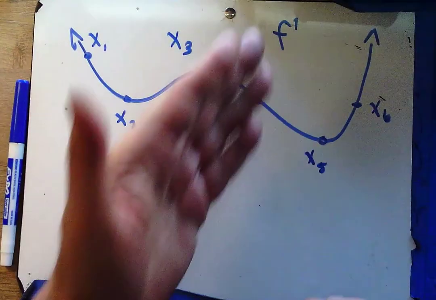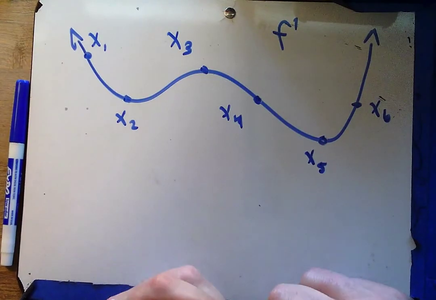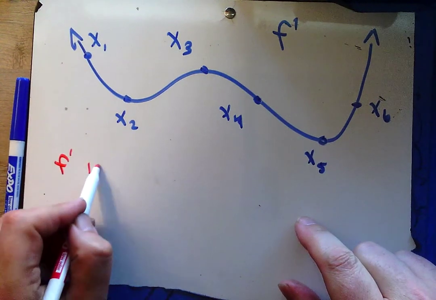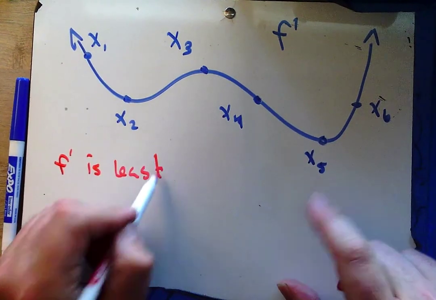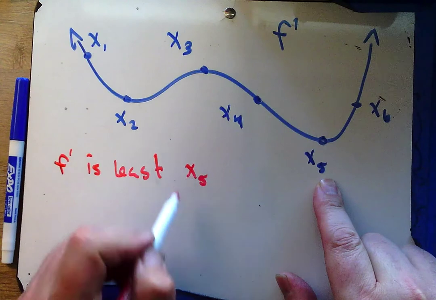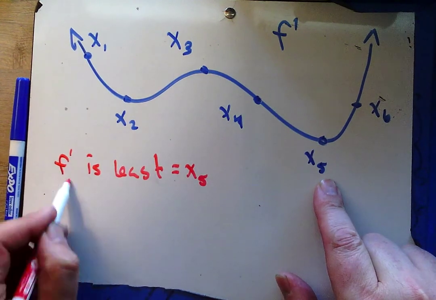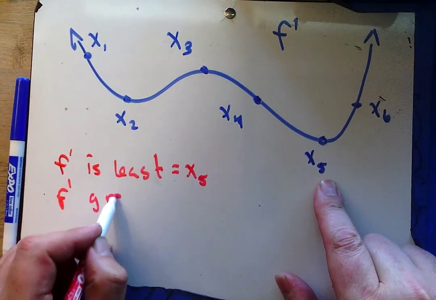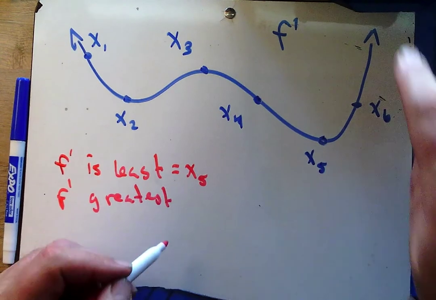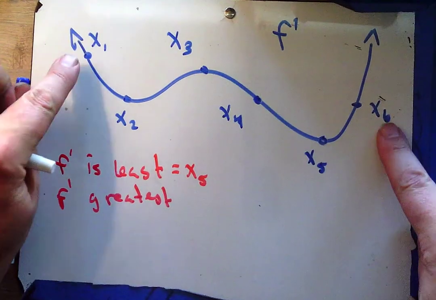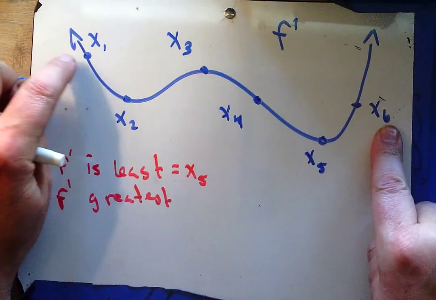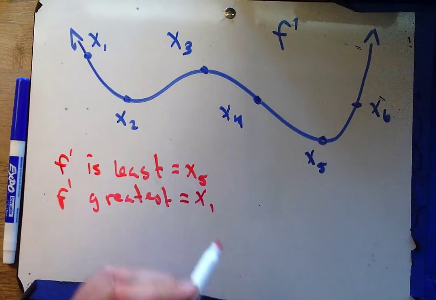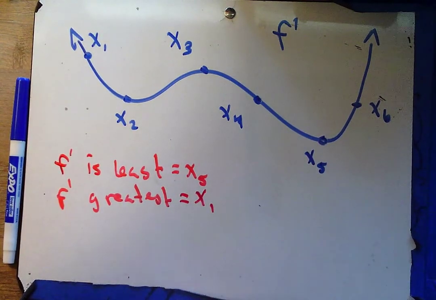Okay, so this is the f prime graph, and I want to know when f prime is least. Well, that's here at x sub 5, that's the lowest point. And f prime greatest, well, here, but we're supposed to pick points. So on your graph, x sub 1 is the highest y value on f prime. Great. So what do you want to do next, f or f double prime?